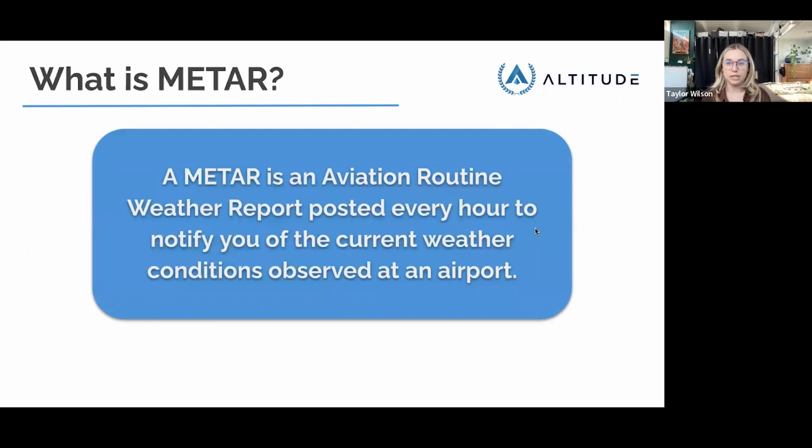So what is a METAR? Well, a METAR is an aviation routine weather report. It is issued every hour. Typically, you'll see it between like the 53rd, 54th, and 55th minute. But it's supposed to give you the current weather conditions observed at an airport.